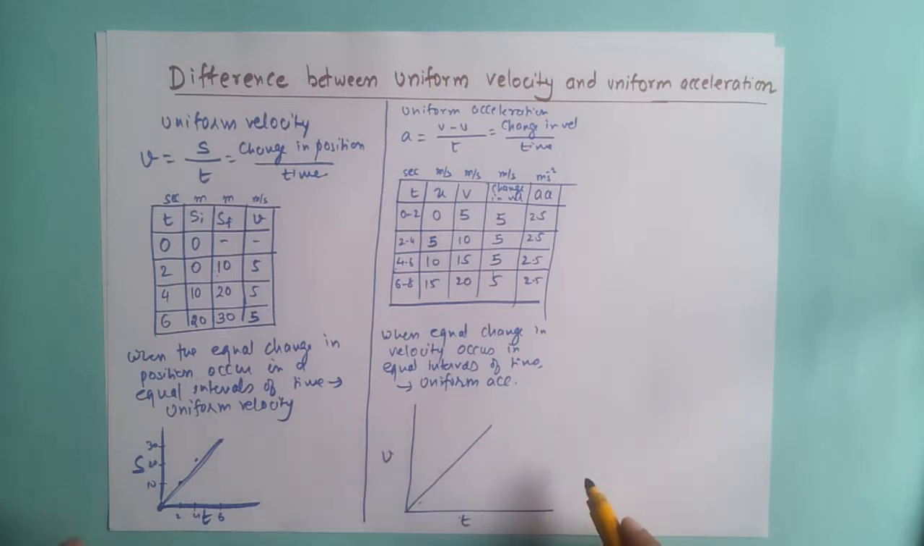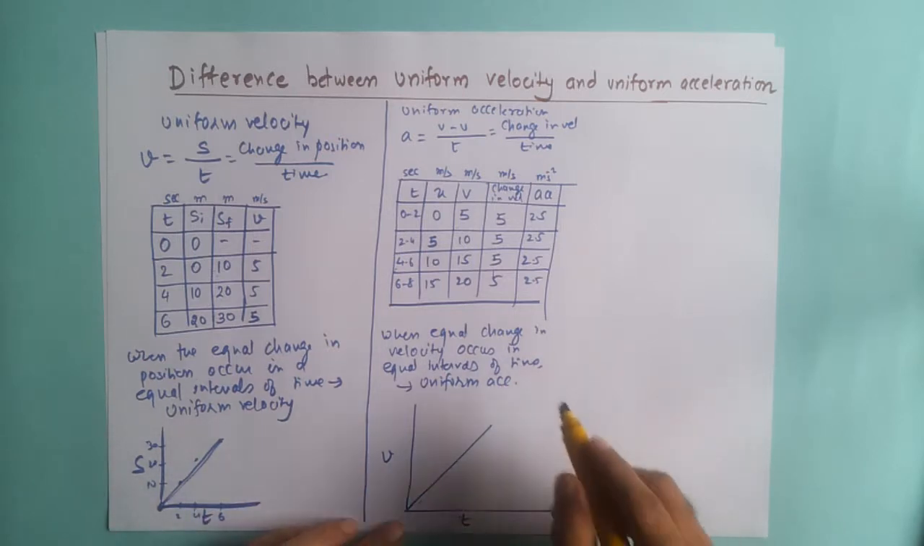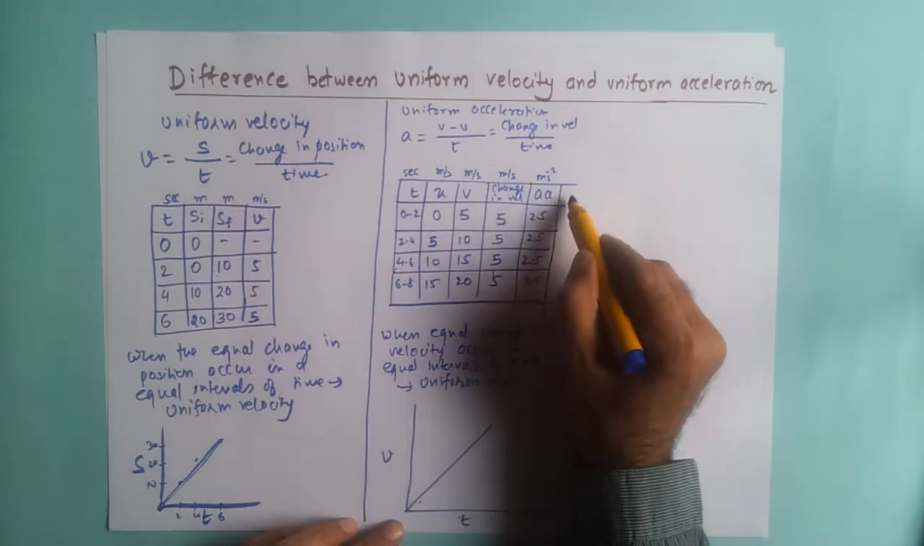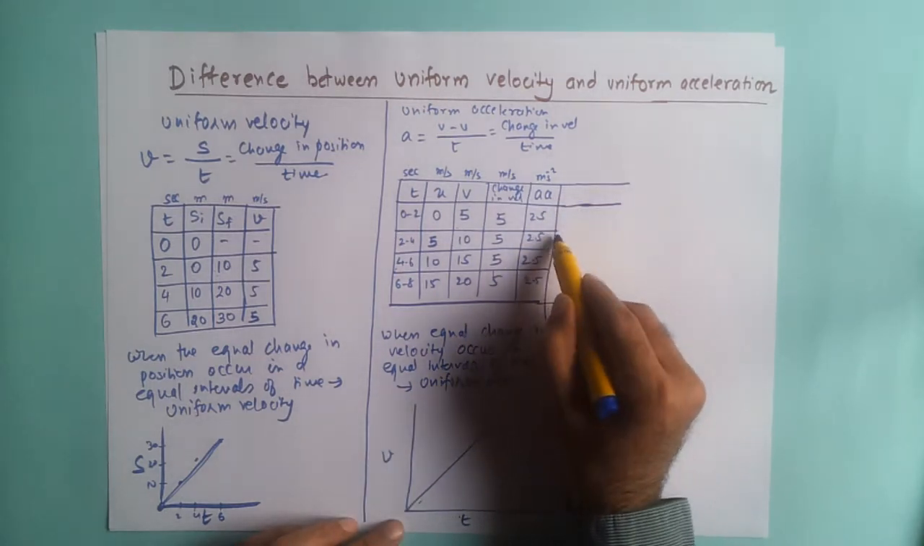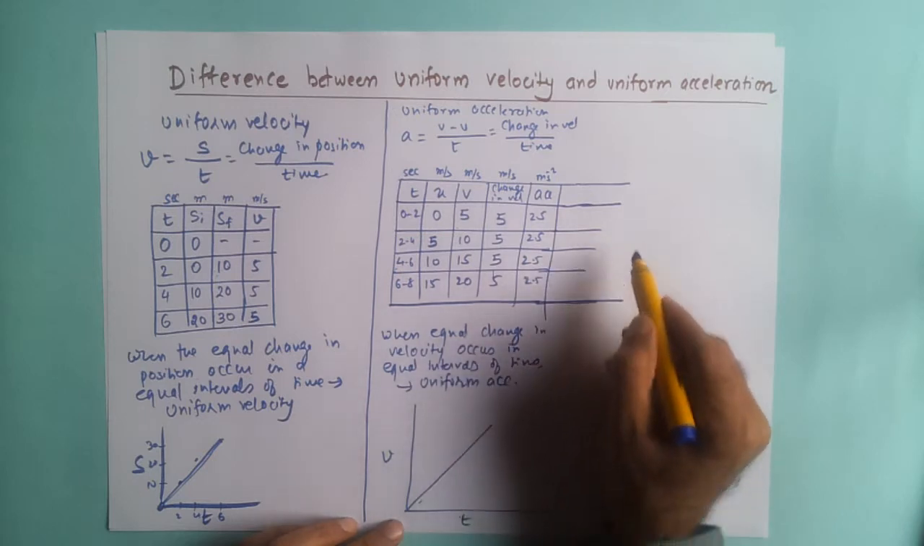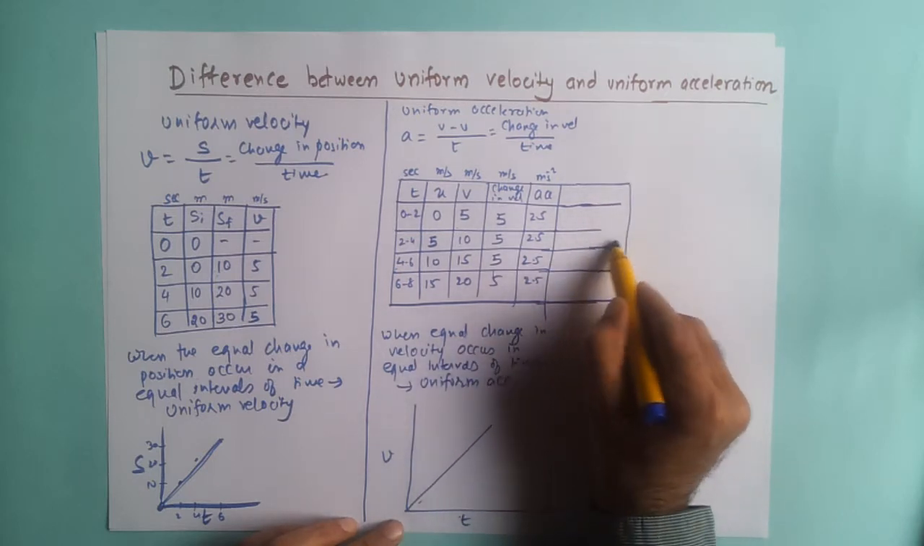There's one more aspect that I want to cover when I'm talking of uniform acceleration. We have plotted a v-t graph, and supposing we want to plot an s-t graph for this, I'll have to calculate the distance covered by the body. Right? So what I'll do is I'll extend this table here.